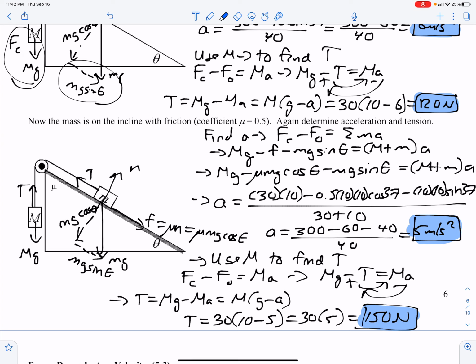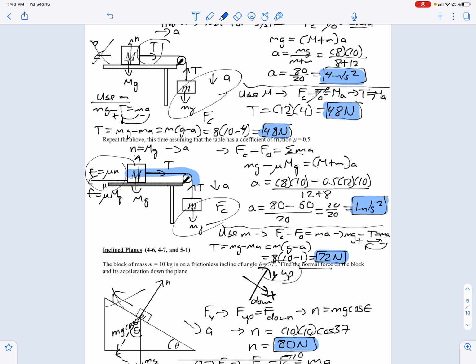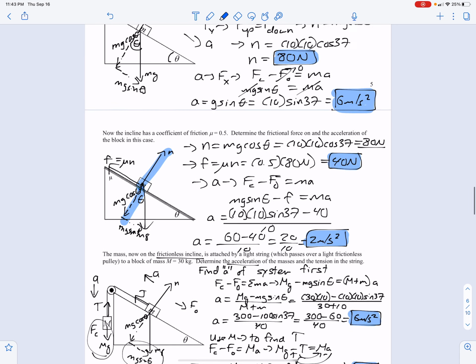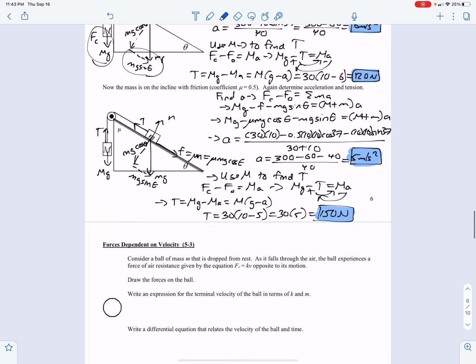It does make sense that the tension has to go up in these situations involving friction, not in a straight line like the first example, but these last two examples we've done, where the system is not in a straight line and there is an element of friction. You would expect more pull on the rope because you have more resistance. It goes up from 120 to 150. Not a surprising result.